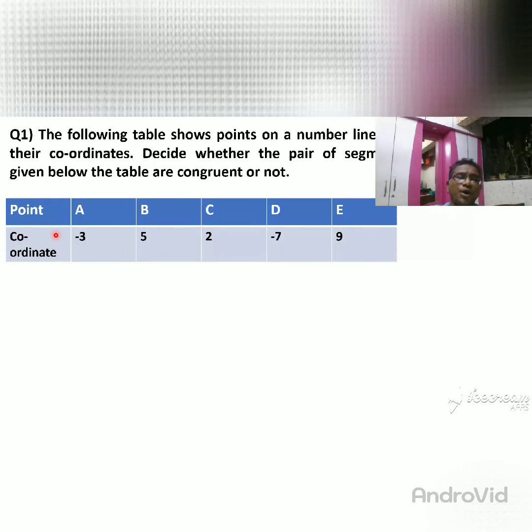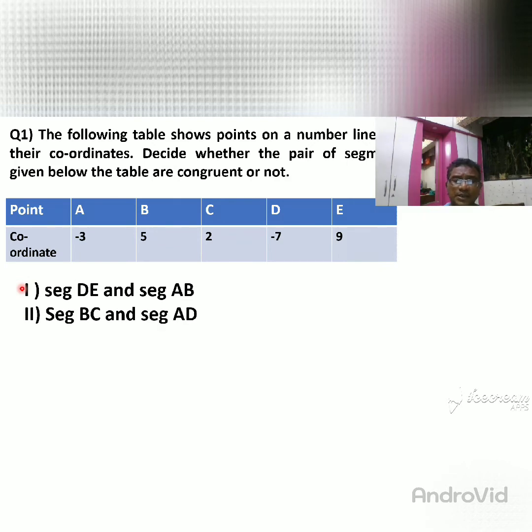So here is what is given to us. The coordinate of point A is minus 3, B is 5, C is 2, D is minus 7, and E is 9. This is how they give the coordinates. First we can take all the questions here, and then we can solve them one by one.